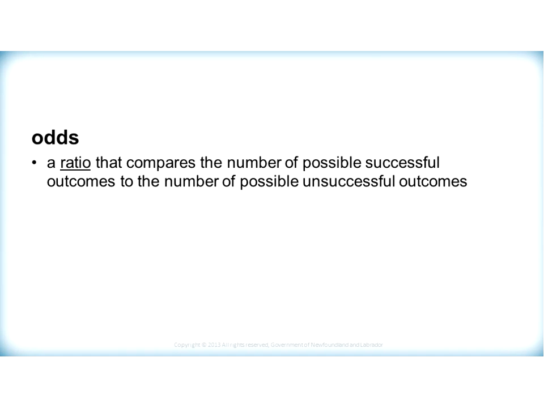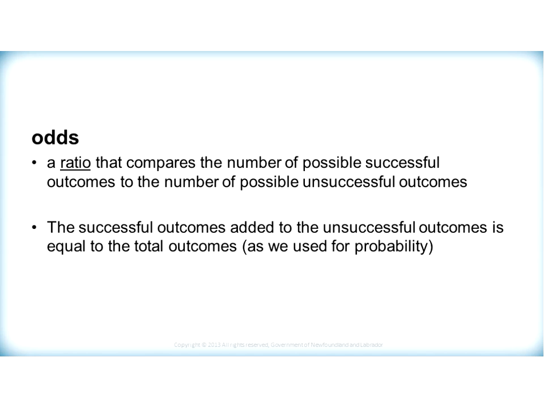So we're going to start once again with a definition. The odds are a ratio that compares the number of possible successful outcomes to the total number of possible unsuccessful outcomes. The outcomes that you want versus the outcomes that you don't want, which is a bit different than probability. What you'll notice with the odds is that the successful outcomes added to the unsuccessful outcomes is equal to the total outcomes. And we use total outcomes in probability.